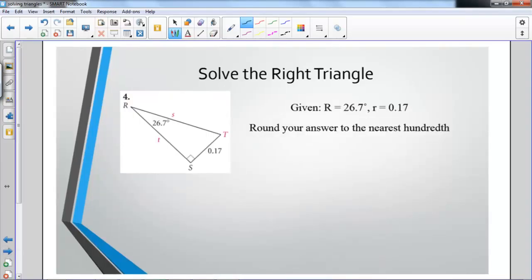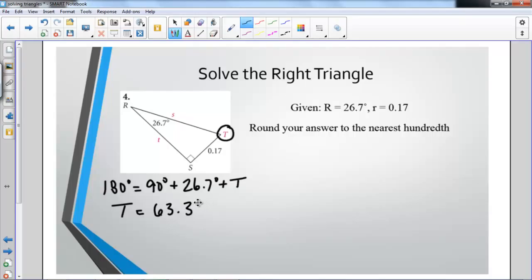In this last example, we're given angle R, 26.7 degrees. Angle S is our right angle. So again, we need to solve for angle T. Solving for angle T, I get 180 degrees equals 90 degrees plus 26.7 degrees plus angle T. Solving for T, I get 63.3 degrees.